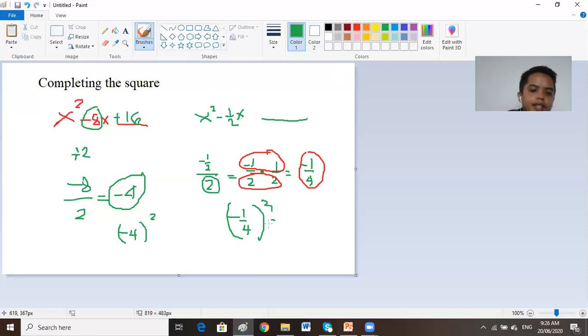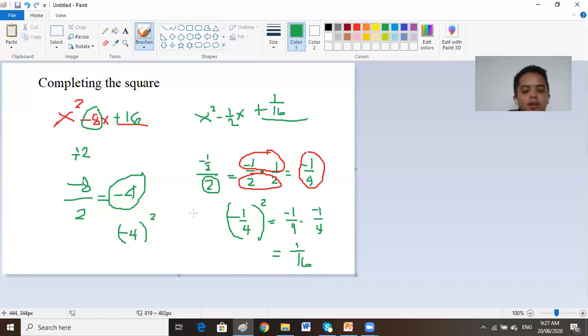So we say squared, this determines the number of times you multiply negative 1/4. So it is just equal to negative 1/4 times negative 1/4. Therefore, the answer is positive 1/16. So this 1/16 now is your third term. So this is completing the square.